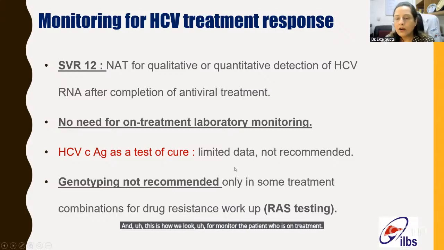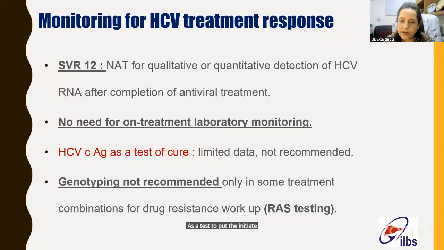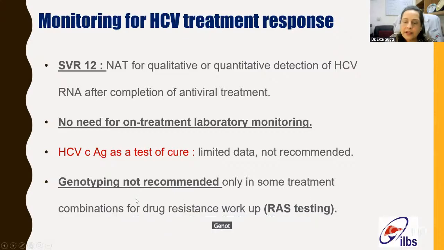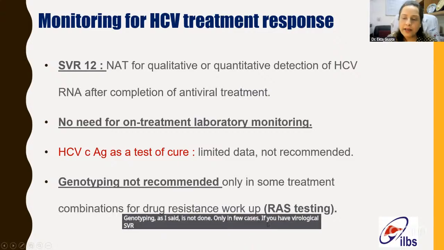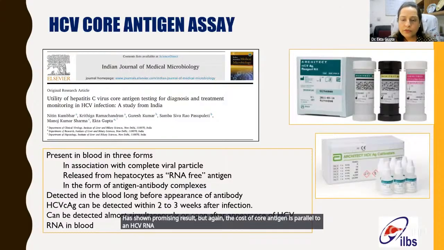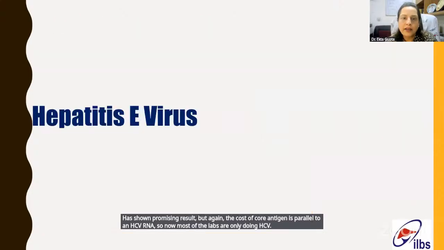Core antigen, although the WHO guidelines say that it can be used as a test to initiate treatment, is recommended by WHO guidelines, but you don't have a very good assay available. Genotyping, as I said, is not done, only in few cases where SVR is not attained, and then you do a genotyping and also resistance testing in the virus. Core antigen assay is available in the form of CLIA test and has shown promising results, but again, the cost of core antigen is parallel to an HCV RNA. So now most of the labs are only doing HCV RNA in the blood.